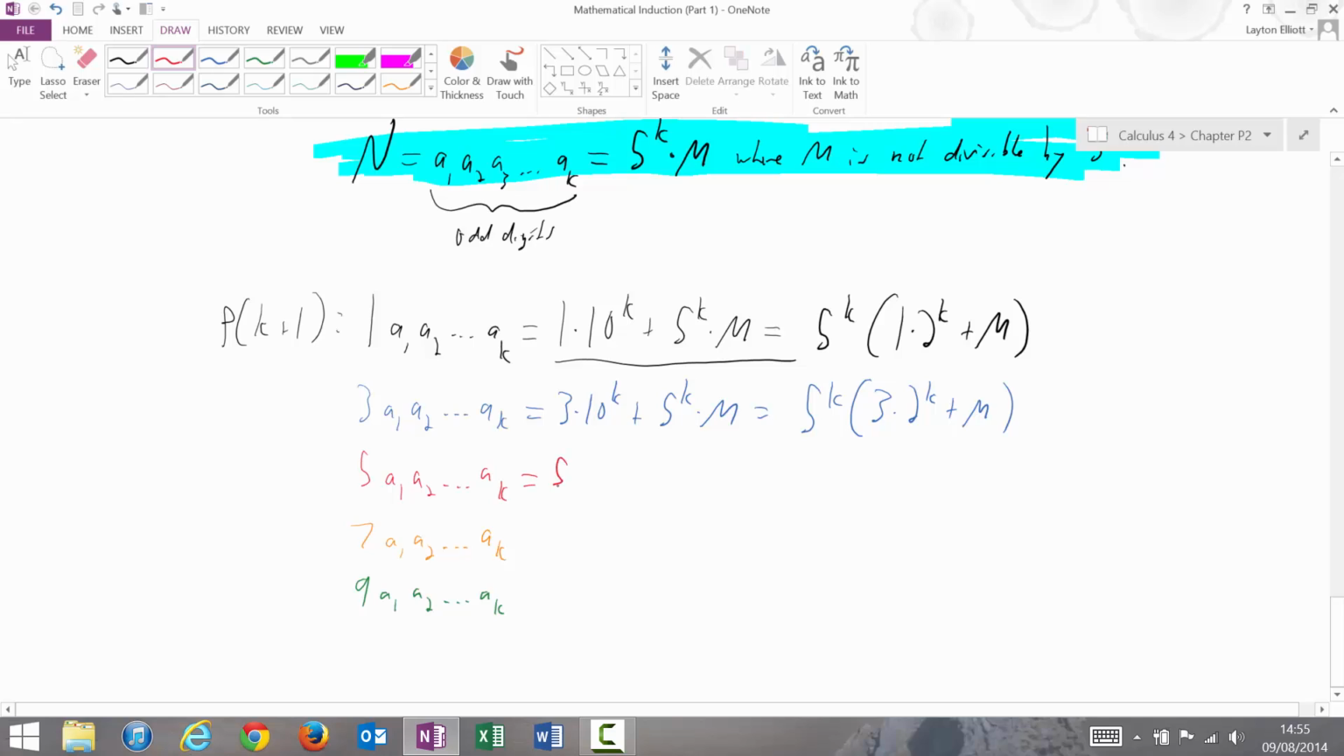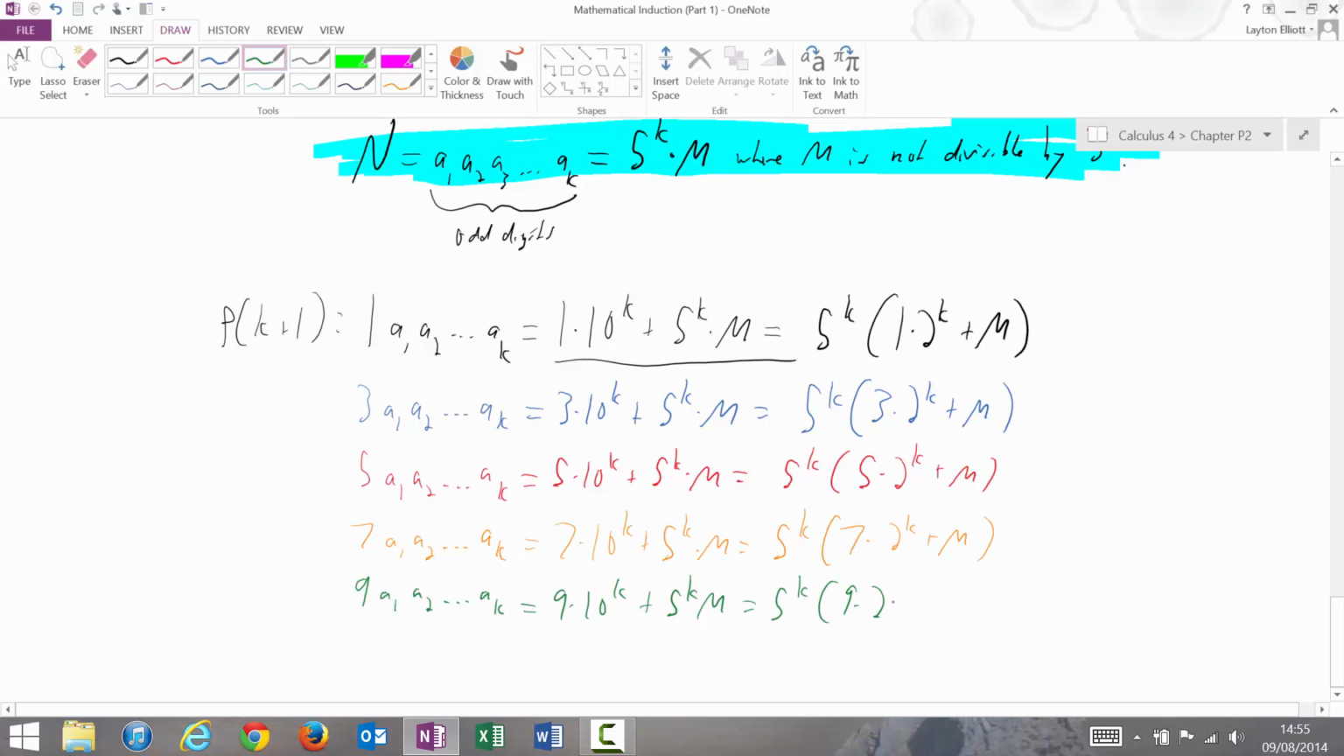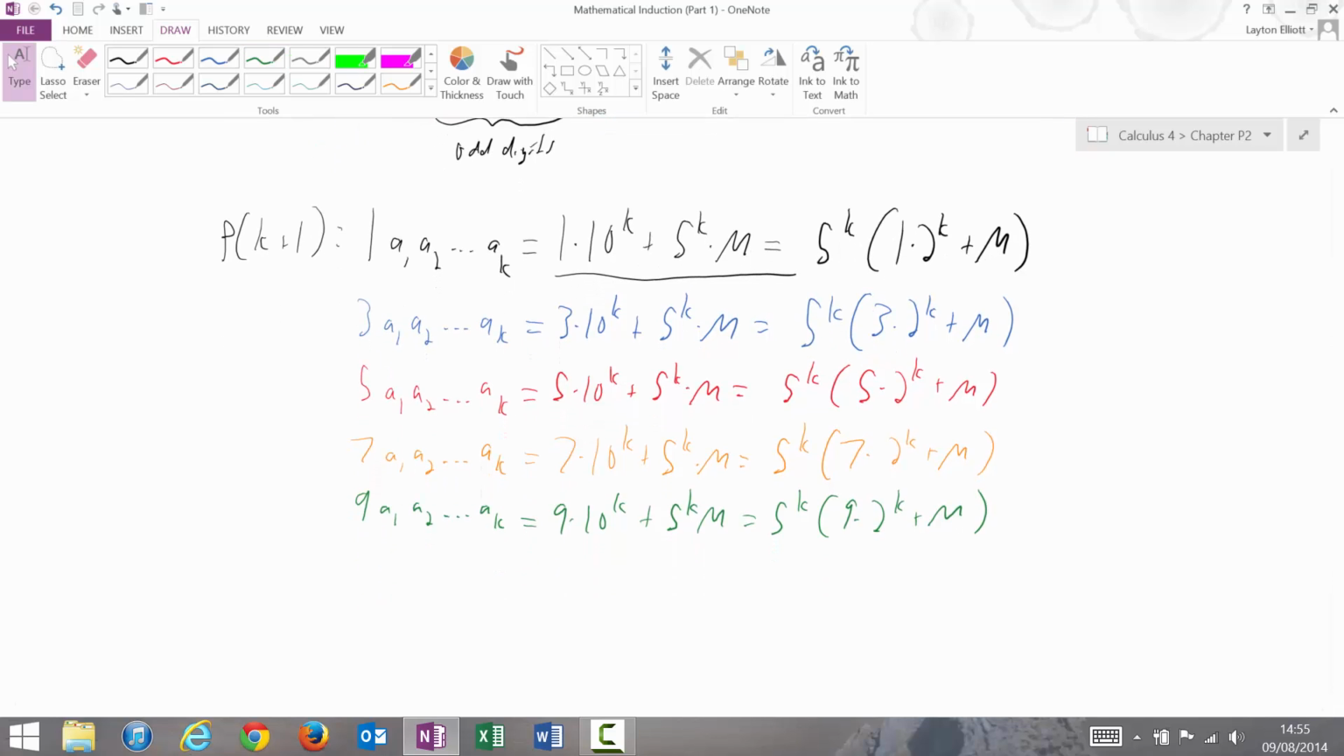And then for this one, 5 times 10 to the k plus 5 to the k times m is equal to 5 to the k times 5 times 2 to the k plus m. This is 7 times 10 to the k plus 5 to the k times m, coming out as 5 to the k times 7 times 2 to the k plus m. And then lastly, 9 times 10 to the k plus 5 to the k times m, equaling 5 to the k times 9 times 2 to the k plus m. Okay, that's a lot of weird stuff here.